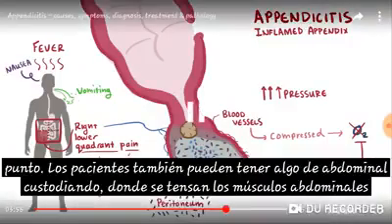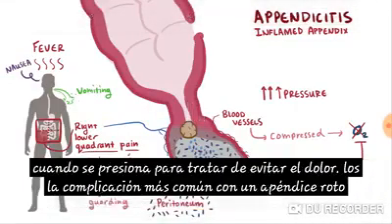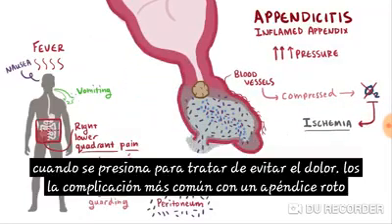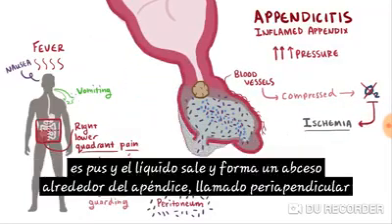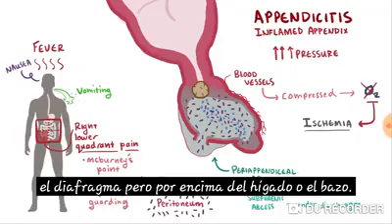Patients might also have some abdominal guarding, where the abdominal muscles tense up when pressed to try and avoid pain. The most common complication with the ruptured appendix is pus and fluid getting out and forming an abscess around the appendix, called a paraappendiceal abscess. Sometimes subphrenic abscesses might also form, and these would be tiny abscesses below the diaphragm but above the liver or the spleen.